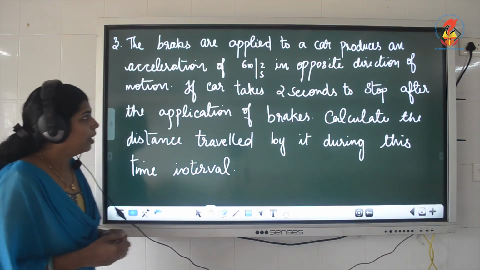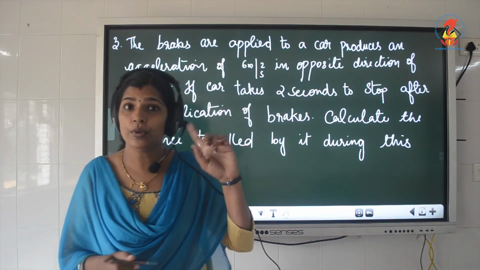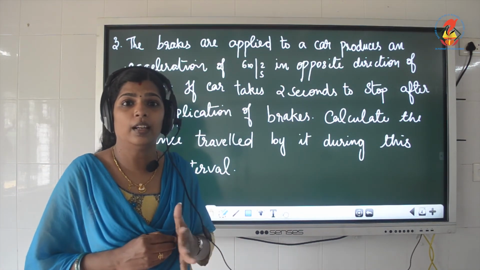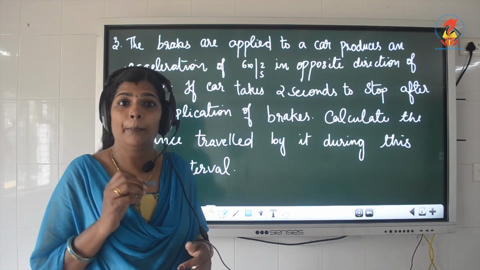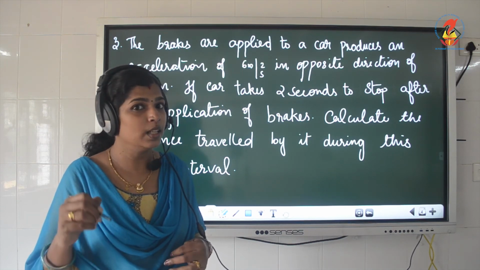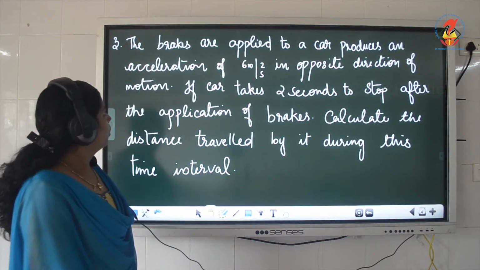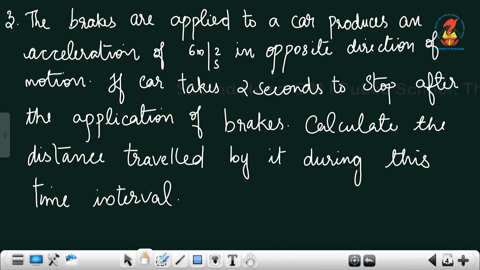Okay. So, here acceleration is in the opposite direction of motion, that is a equal to minus 6 meter per second square. Now, if a car takes 2 seconds to stop after the application of the brakes.